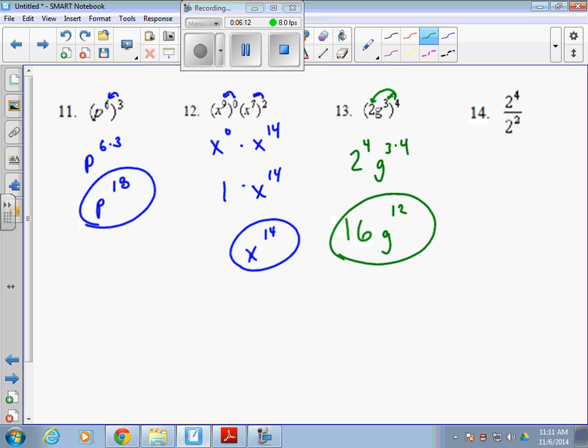Now you've got division. 2 to the 4th over 2 squared. Same base, 2 and 2. Subtract the exponents. Remember, division goes with subtraction. 2 to the 4 minus 2 is 2 squared. 2 times 2 is 4.